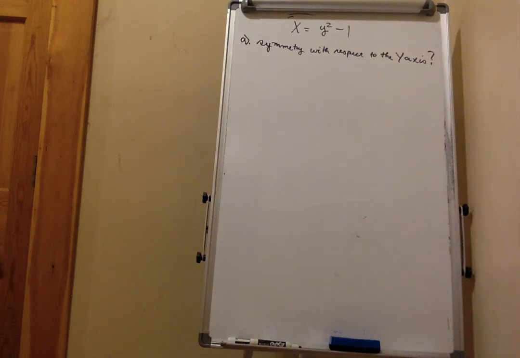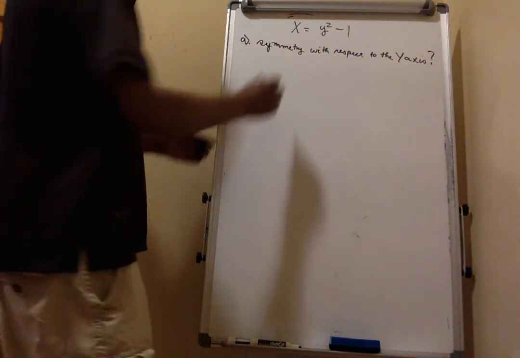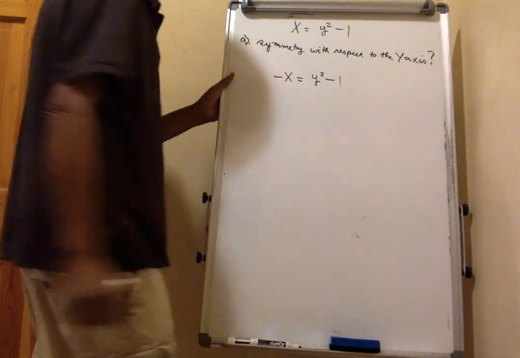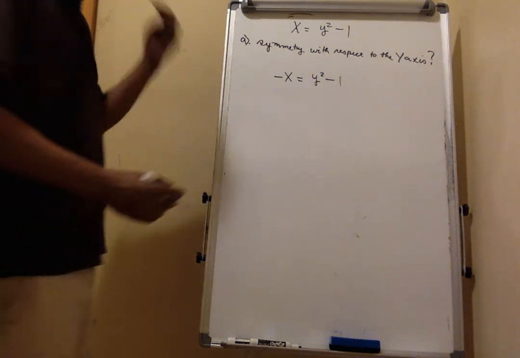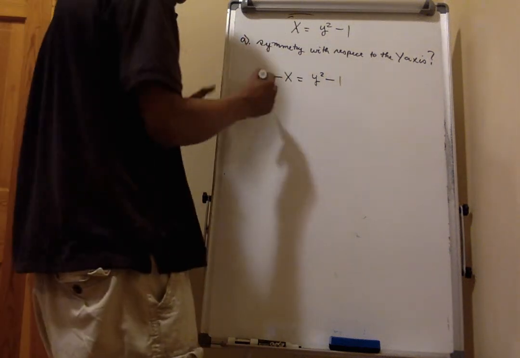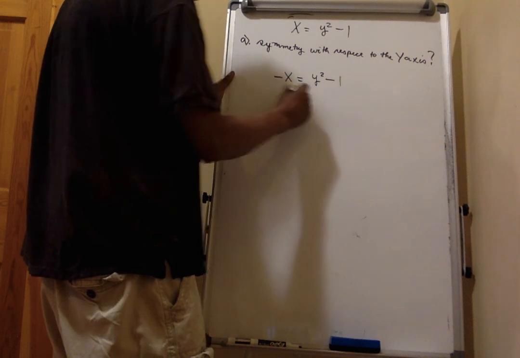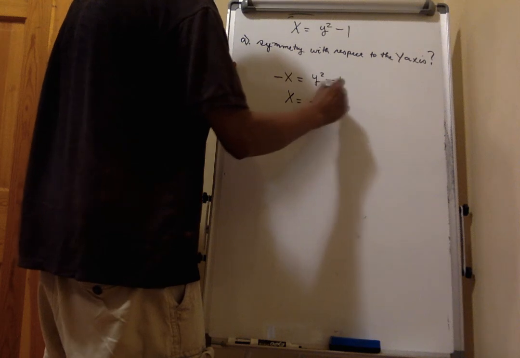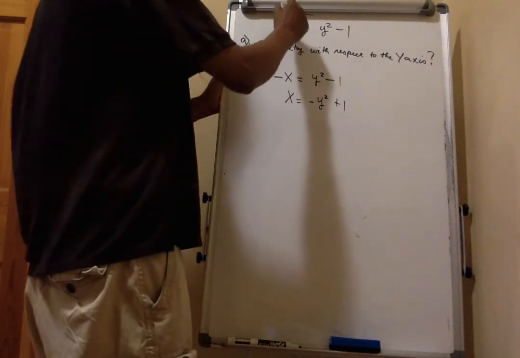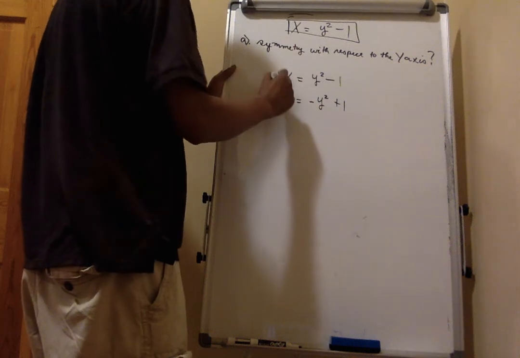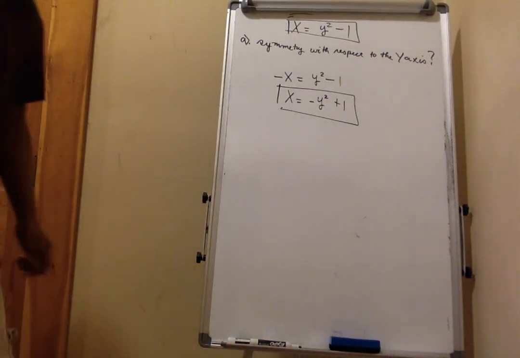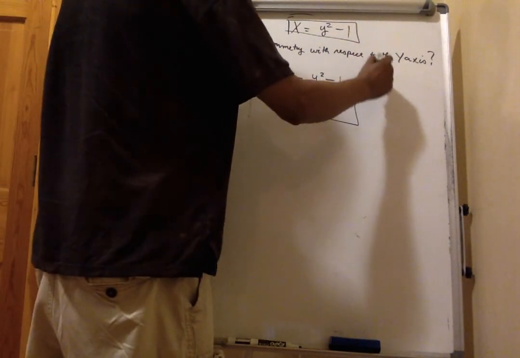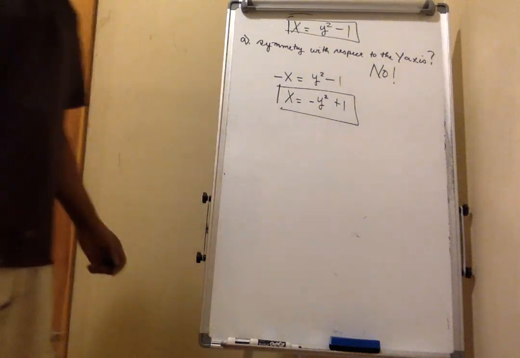In order to do that, I have to change x into negative x, right? So my x becomes negative x is equal to y squared minus 1. Then change negative x into x because we are trying to find whether there is an equivalence. So if I multiply both sides by negative, then I end up with negative y squared plus 1. But x is equal to y squared minus 1 is not the same as x is equal to negative y squared plus 1. Therefore, symmetry with respect to the y-axis? No. It's not symmetric.